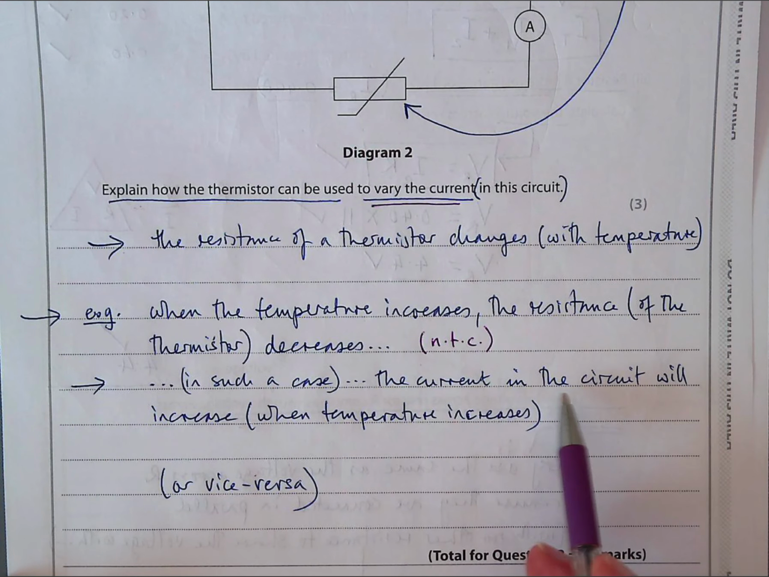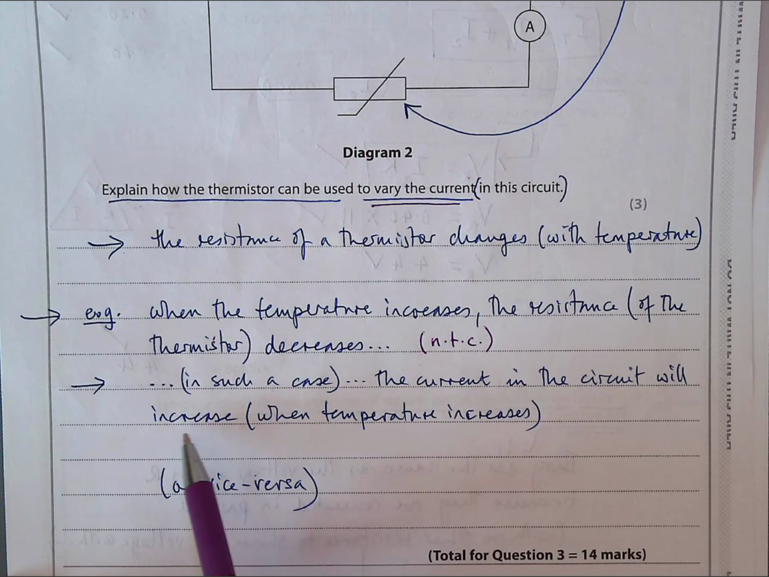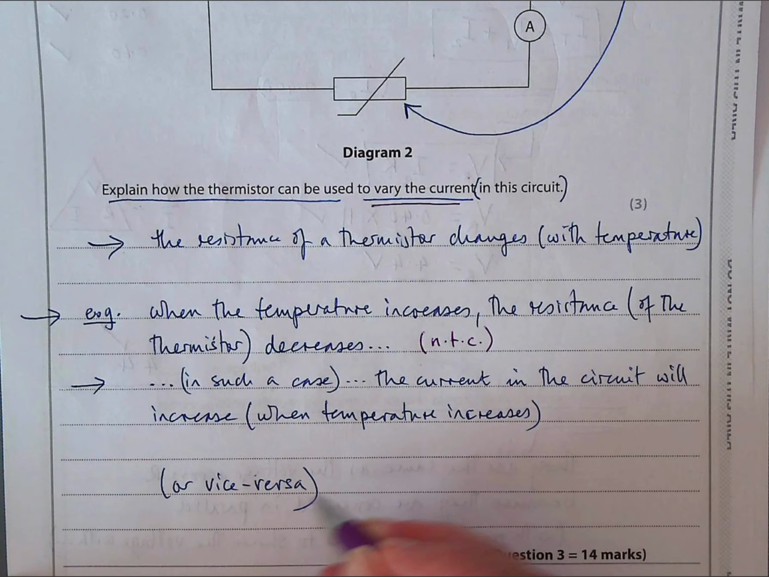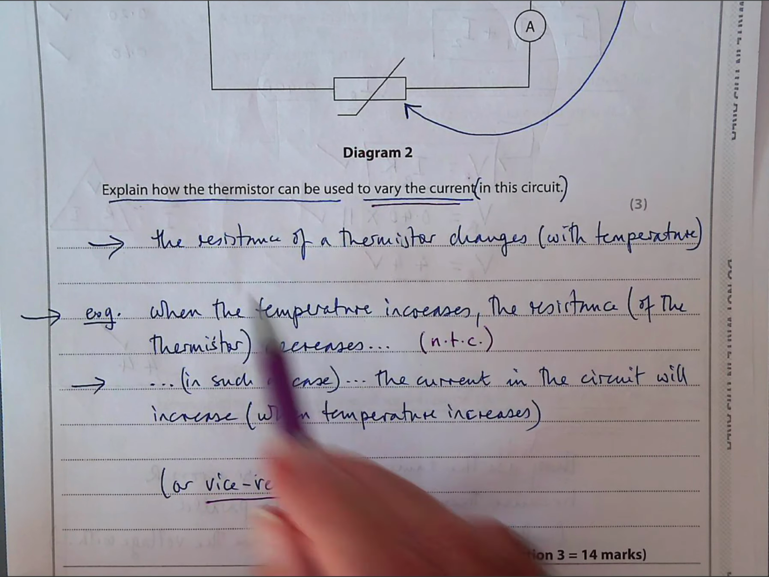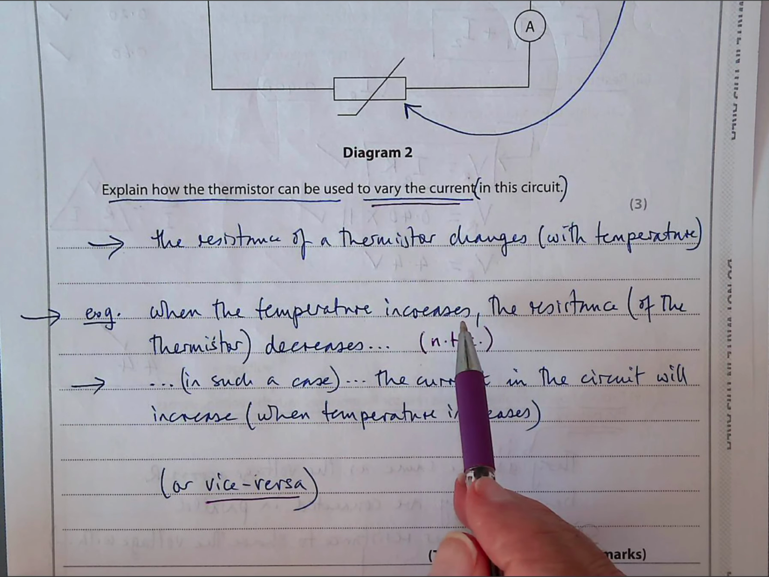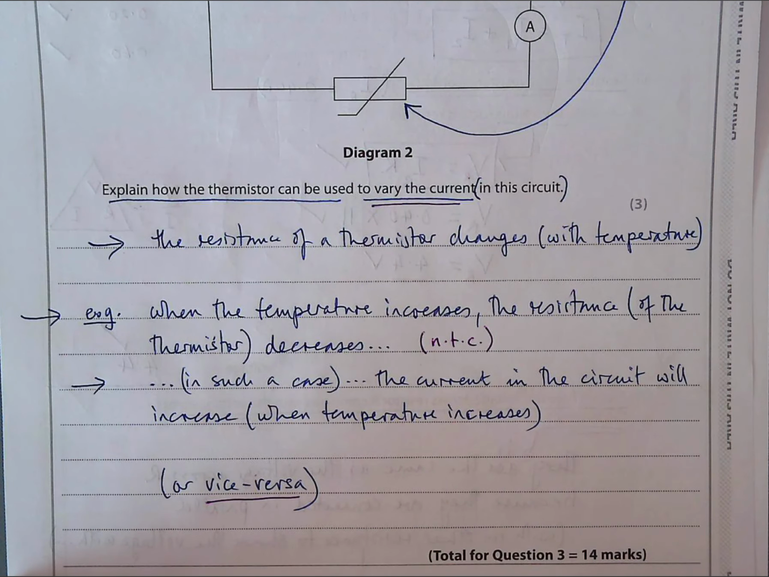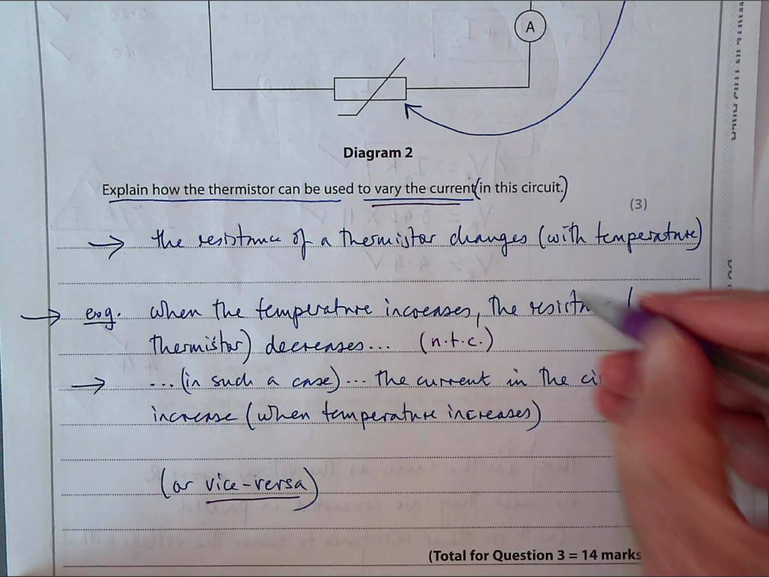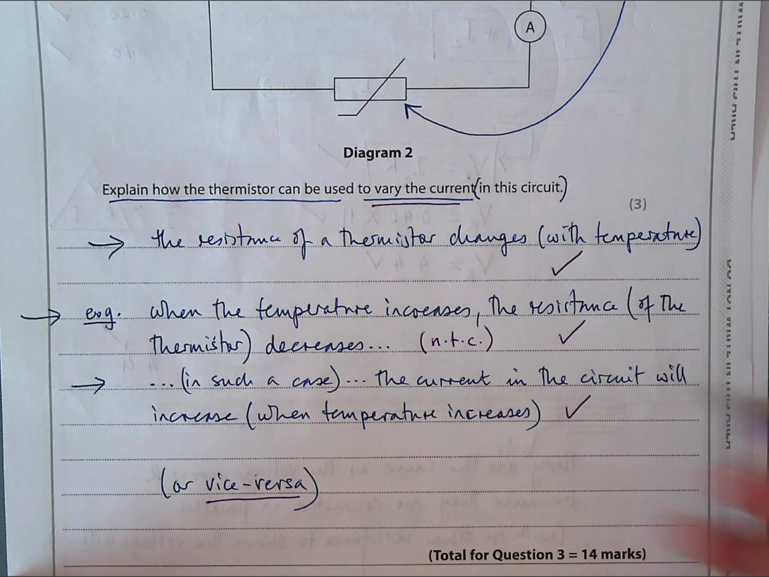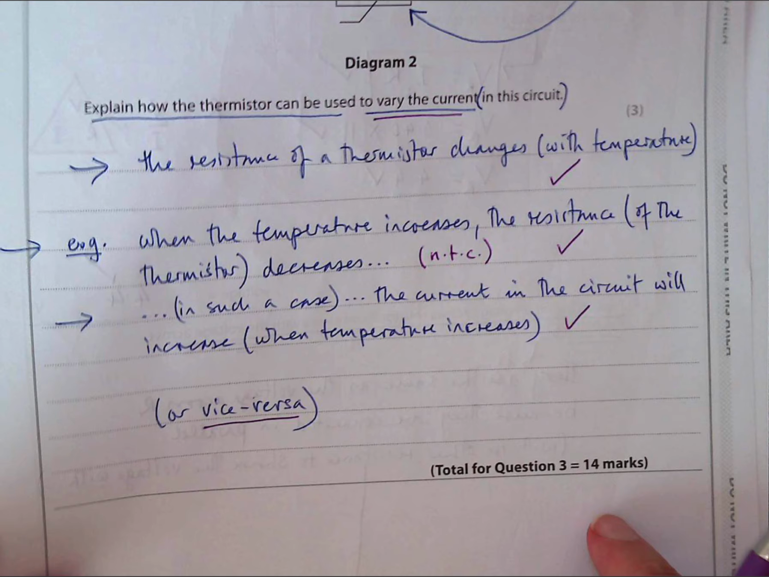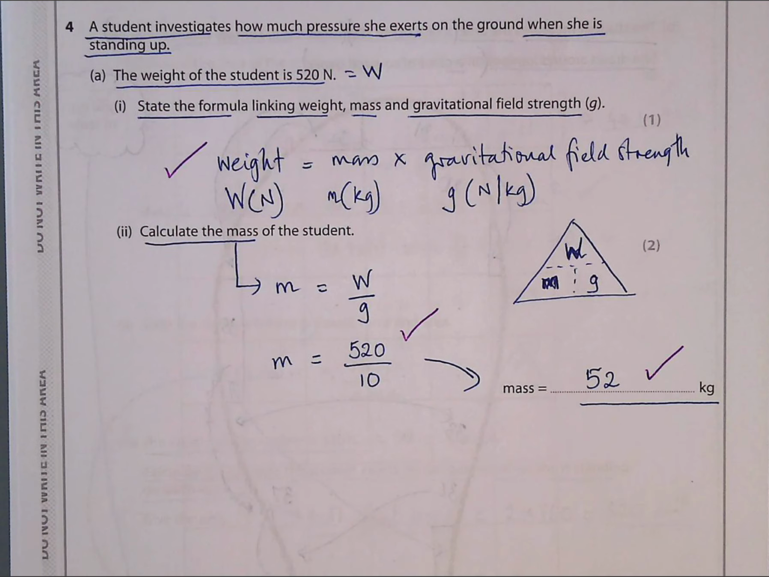The current in the circuit. In such a case, the current in the circuit will increase when the temperature increases. So those are your 3 points. You could do it vice versa. In other words, you could say when the temperature decreases, etc., the resistance would increase. So it's vice versa as well. As long as you got the 3 points consistently, these are the 3 points you need to make. Okay? So that's the 14 marks for the electricity question.